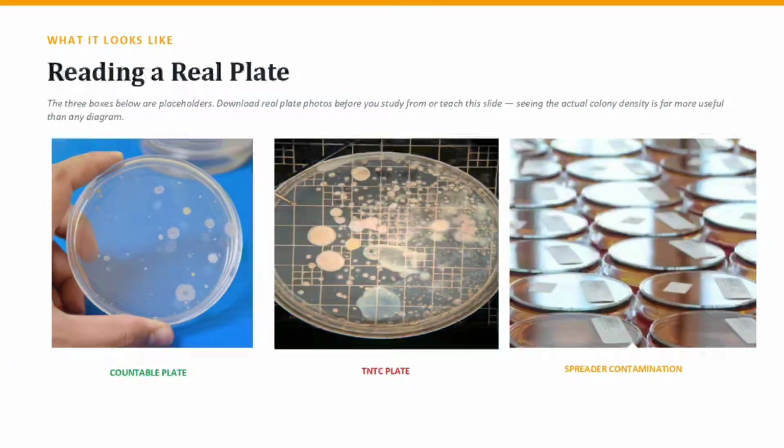And third, spreader contamination, a chain of colonies caused by a dragged inoculating loop, rather than genuinely separate organisms. This is important to recognize because a spreader colony gets excluded from your count entirely. It is not a real independent colony forming unit. Once you have seen all 3 of these side by side, reading a real plate on the bench becomes much more intuitive than working from a written description alone.